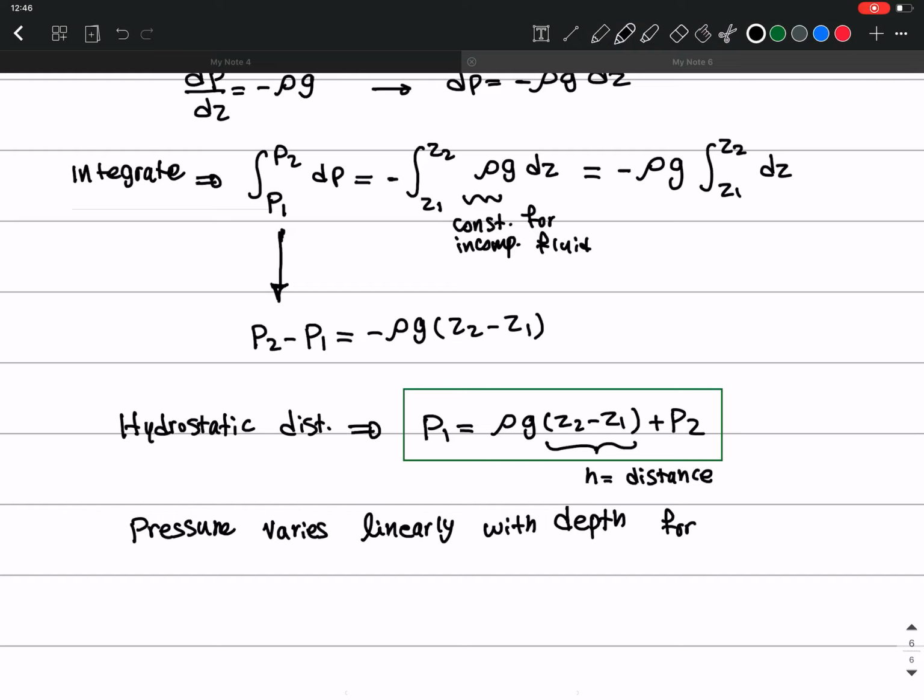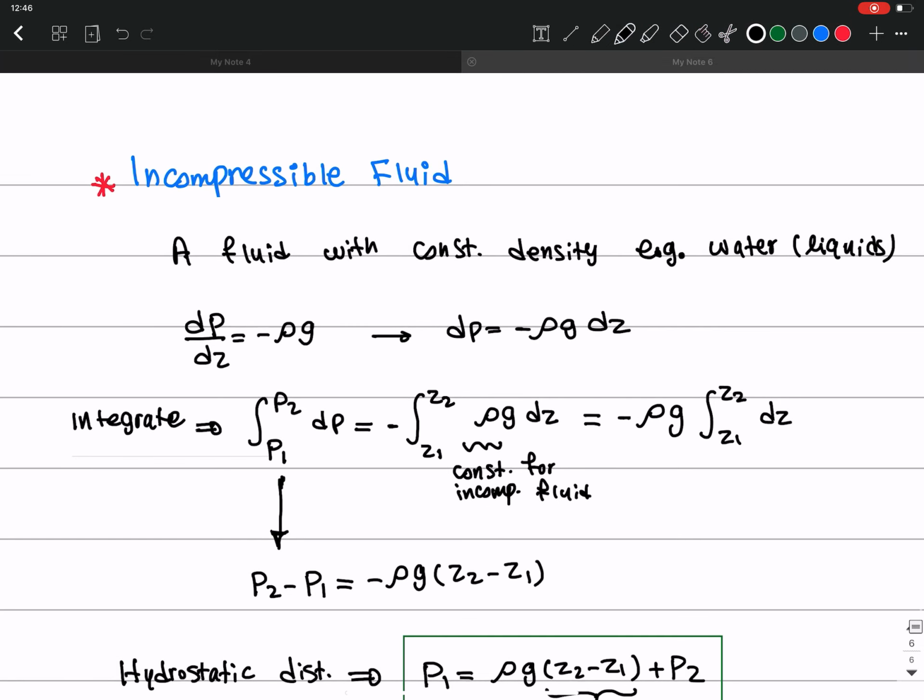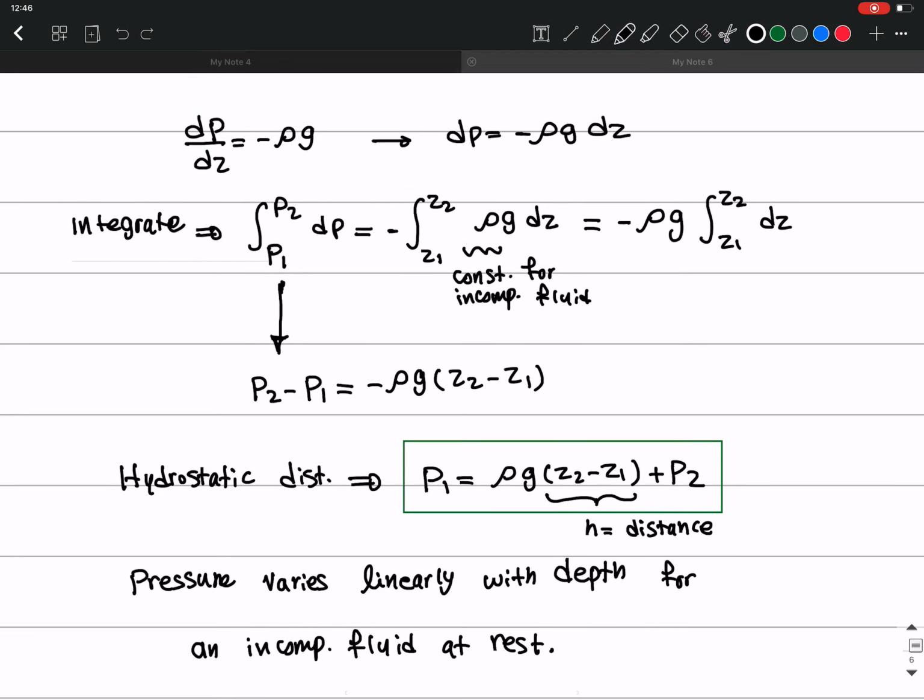And these are the assumptions for an incompressible fluid at rest. These are the assumptions we made. Incompressibility, that is, density should be constant. And also, the fluid is at rest. So if you have a fluid at rest which is incompressible, and most of the fluids we study are incompressible, for example, water, and it doesn't move, then the pressure is going to vary linearly with depth. Okay?